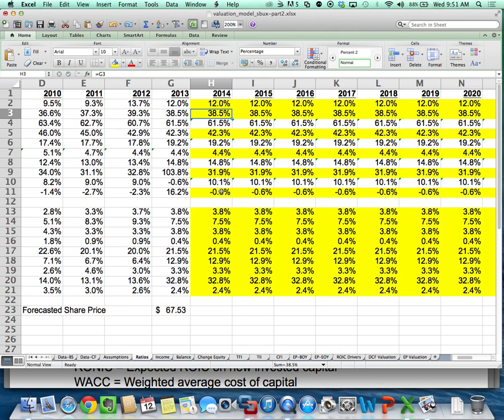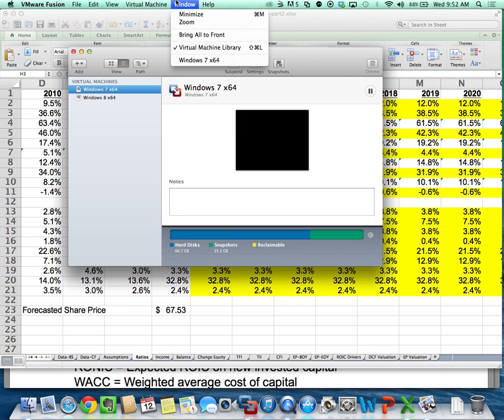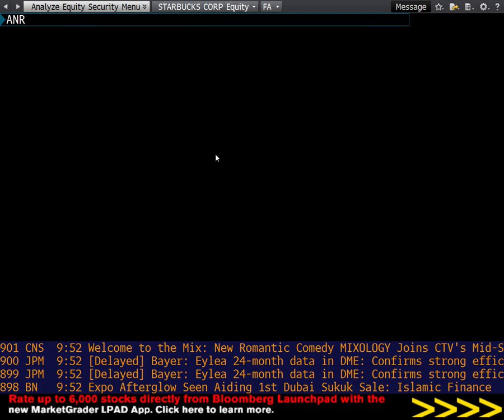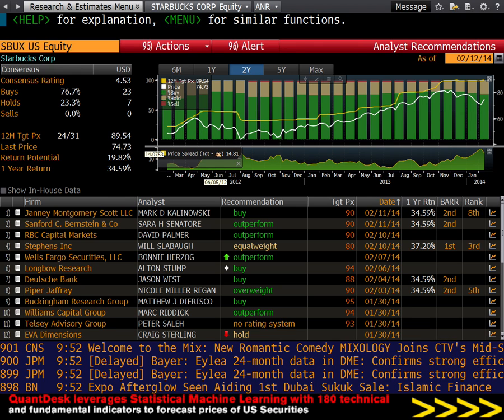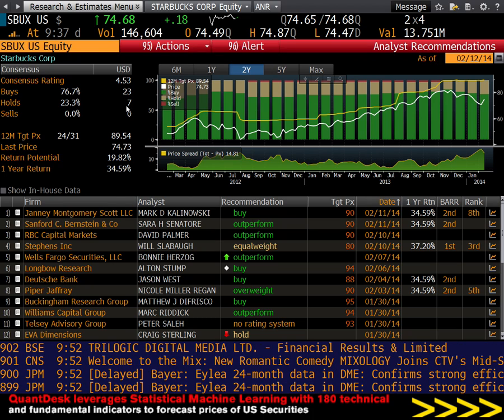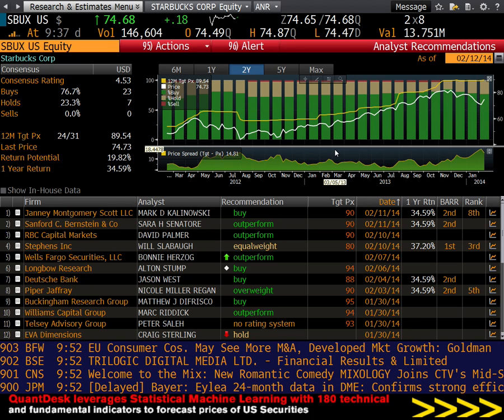We're not the only people trying to forecast Starbucks. And the people that are also forecasting the ratios that work for the banks probably know more about Starbucks than we do. Right? And one of the reasons is, if I go back to Bloomberg, ANR stands for Analyst Rankings. I can see that there's a bunch of analysts, about 30 of them, that are covering Starbucks.